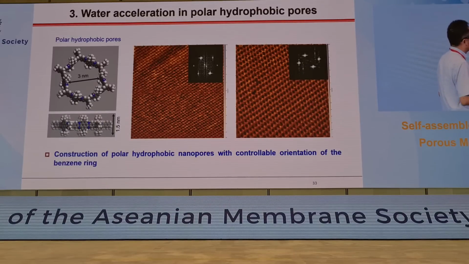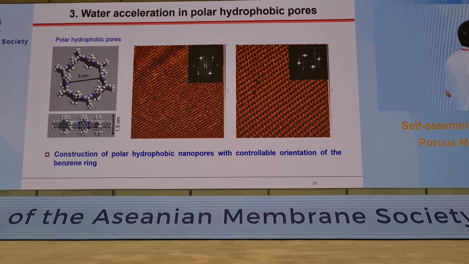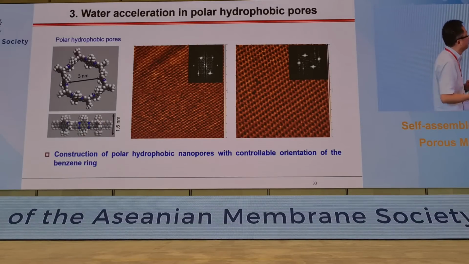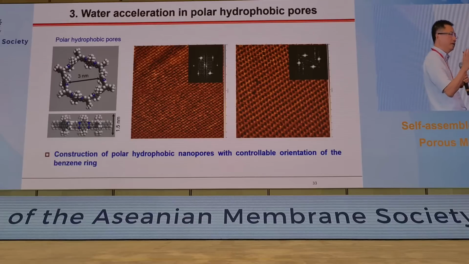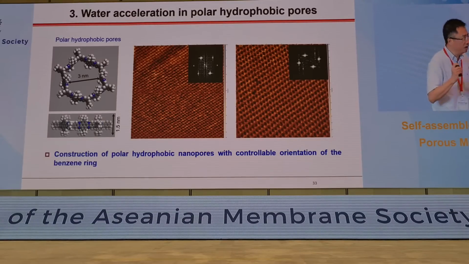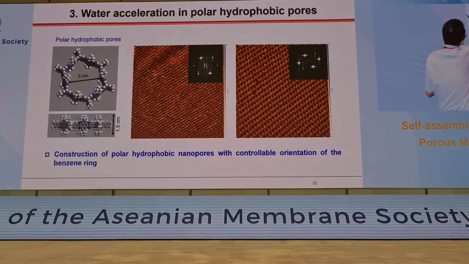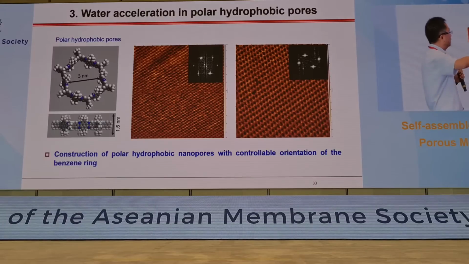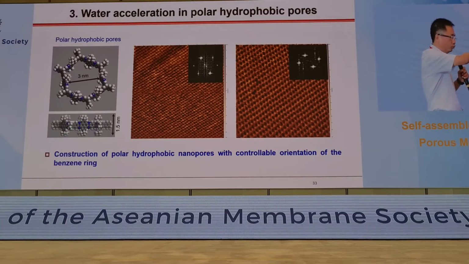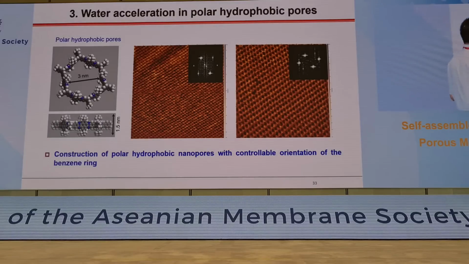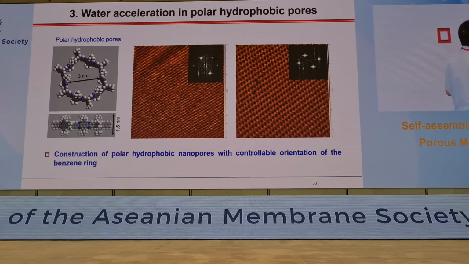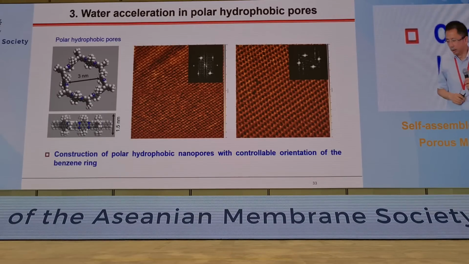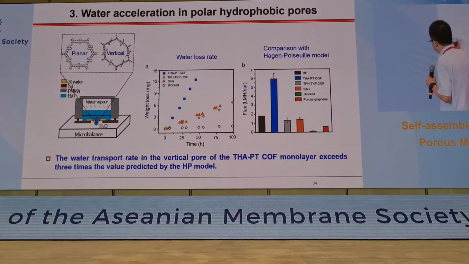And in the final section of my first part, we achieved the water acceleration phenomena at the membrane scale. Different from the previous work, we intentionally changed the orientation of the benzene rings. We let the orientation of the benzene rings be perpendicular to the membrane plane. That means the flow across the membrane will be parallel to the benzene rings. So we use this unique strategy.